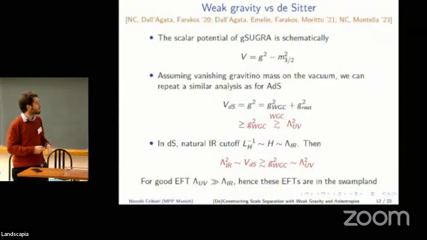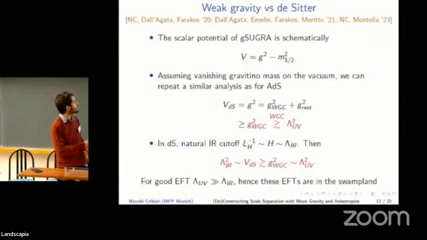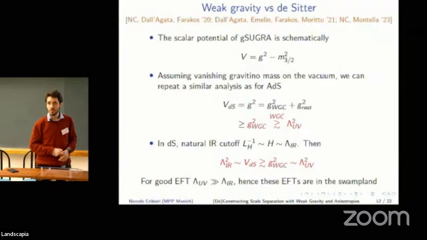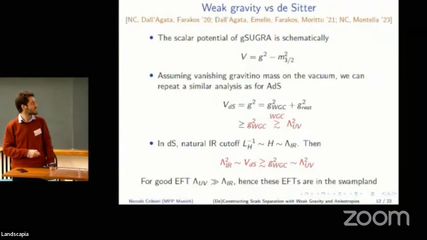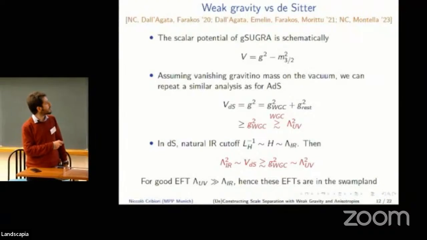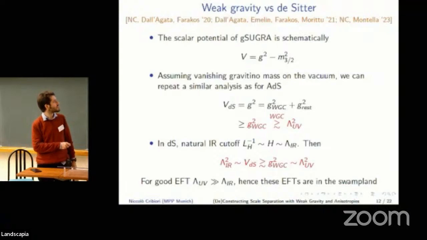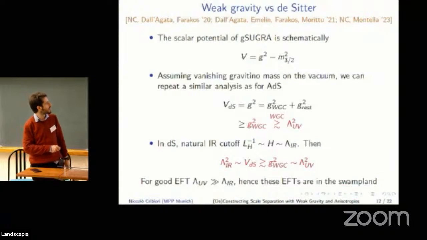The only way to proceed that we saw is that we had to assume that the gravitational mass is vanishing. So for de Sitter vacua with vanishing gravitational mass, you just have the gauge coupling here, then you repeat the same trick, identify a factor of the gauge group, which you associate to the weak gravity conjecture, and then there is the rest. And then you play exactly the same algebra to derive the bound I showed at the beginning. So the IR cutoff is essentially of the same order as the UV cutoff. So these models are not protected against corrections.